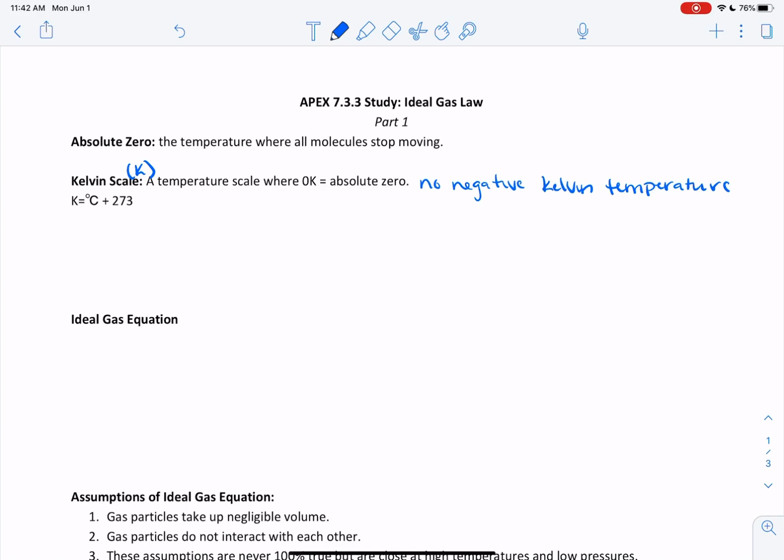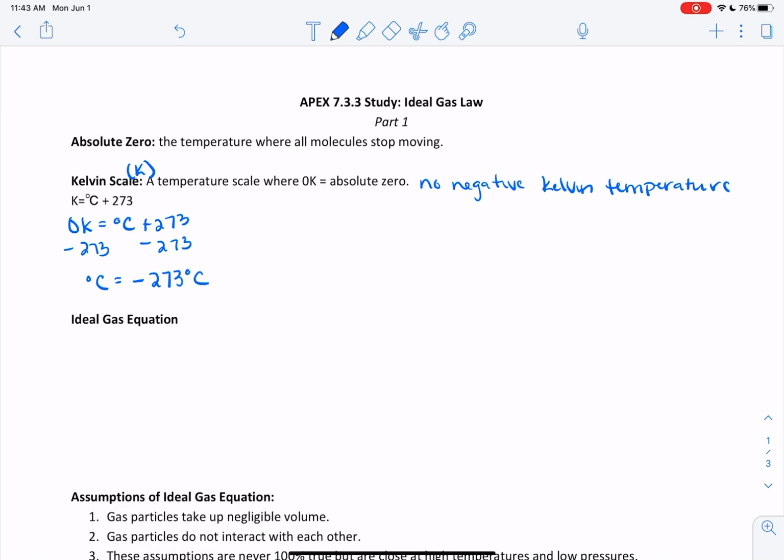So let's say absolute zero is 0 Kelvin. What is it in Celsius? If we want to get Celsius by itself, we'd have to subtract 273 from both sides. So in degrees Celsius, absolute zero is negative 273.